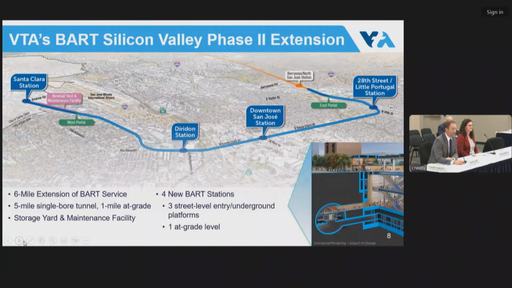Portugal, along Santa Clara Street, all the way to the Diridon station, and then it'll continue up into Santa Clara, go above ground at the West Portal, travel through a significant new yard we're building to store and maintain trains in partnership with BART, and terminate at the Santa Clara station. So the Phase 2 project is 6 miles long, 5 miles in a tunnel, 4 new BART stations, and a major yard.